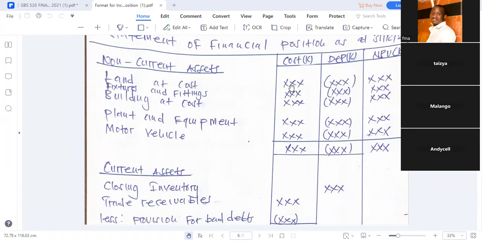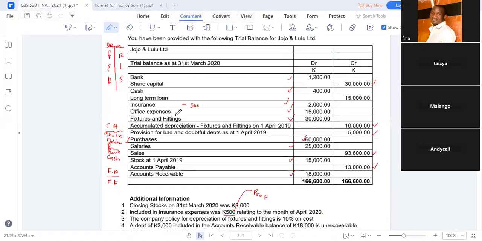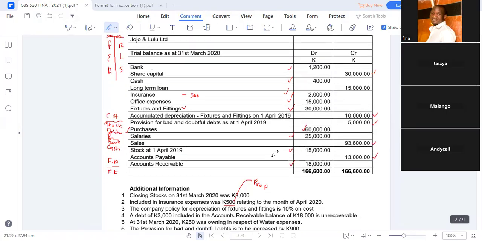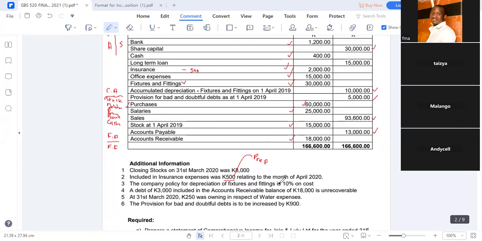So land at costs, of course, it doesn't depreciate, but if there's any depreciation, you put here. Fittings and fixtures. Now, if you notice, the depreciation is in such a way that you put the accumulated depreciation. For instance, these fittings and fixtures, it has a cost of 30,000 and the depreciation is 10,000. So it's supposed to be the net difference, 30,000 minus 10,000, which is 20,000. But if there's any depreciation for this year, you can add it on. For instance, the company says we have 10% depreciation on cost.